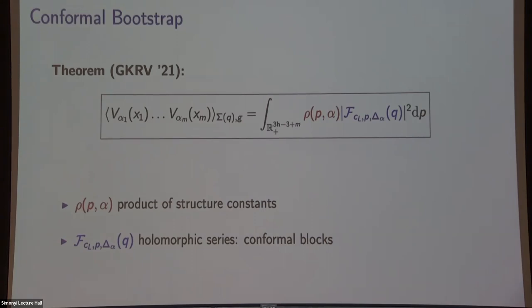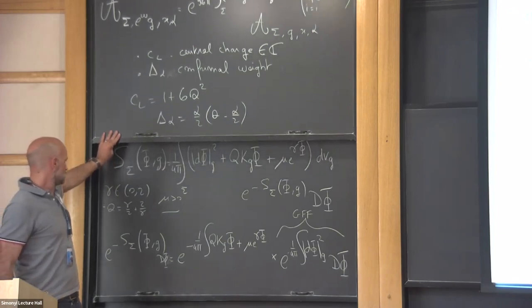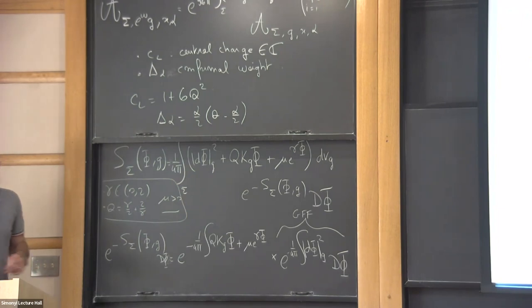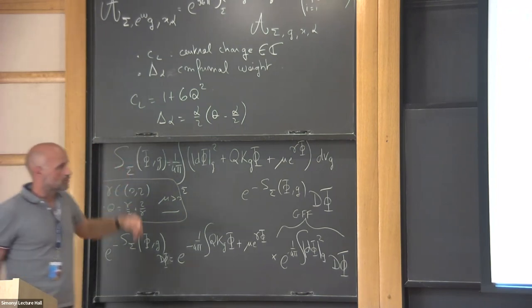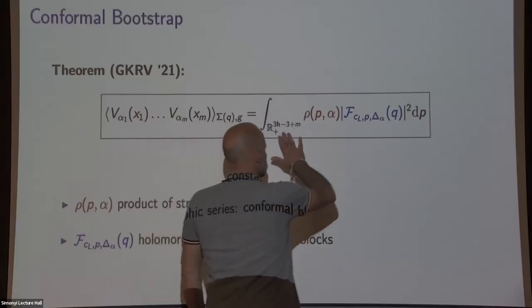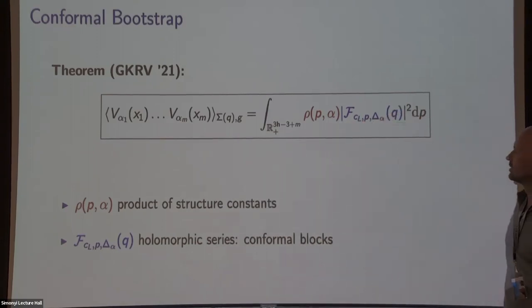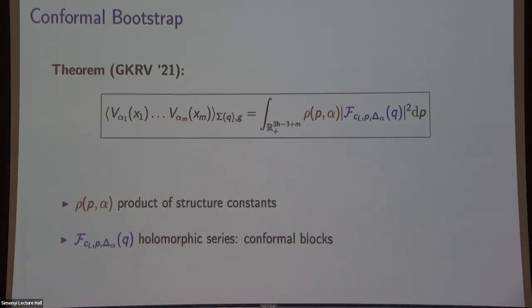What's the theorem? The theorem is that, yes, for all the values Vincent mentioned, for all the values of these parameters, you can define a probabilistic expression for the correlation functions. And they match the physicist prediction from the bootstrap. So they are equal to this integral.